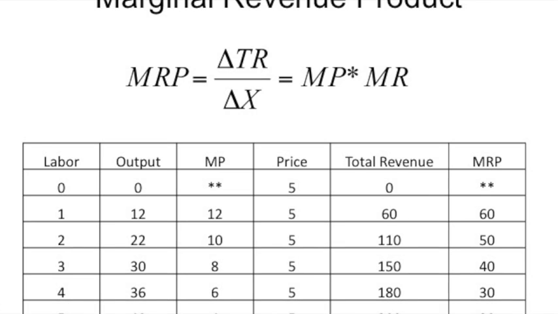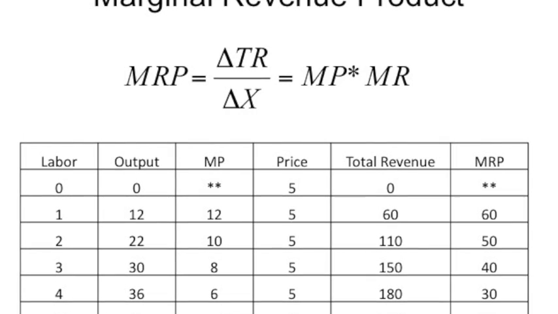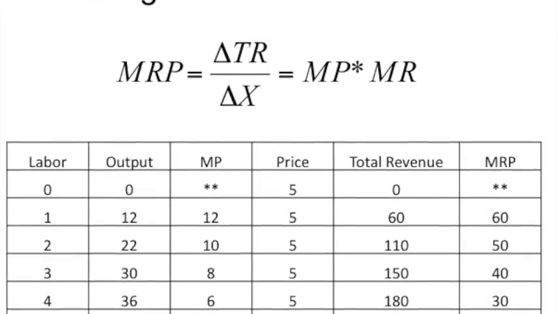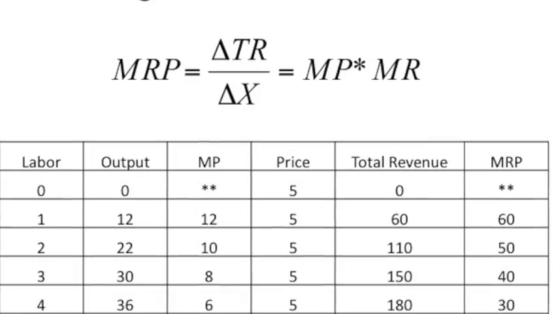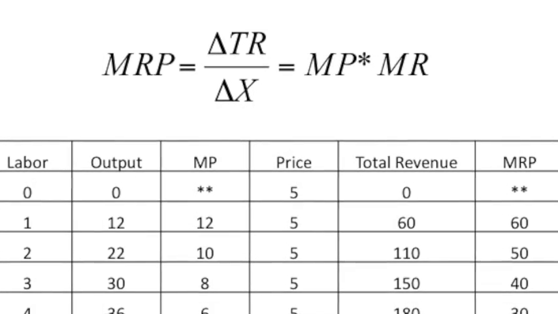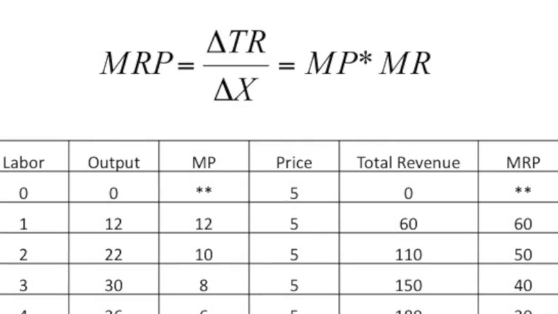So the marginal revenue product is just the change in output that arises from a change in input times the price of the output. This tells us something very important, which is how much this additional input is worth to the firm because of the additional revenue that it generates.